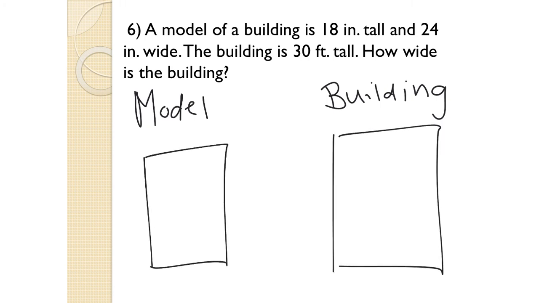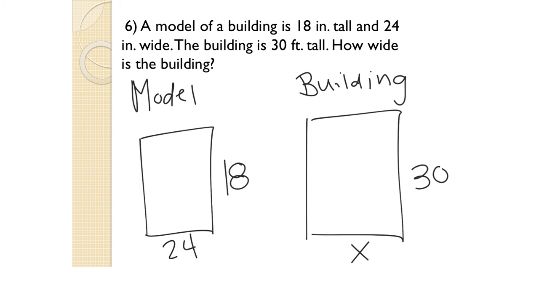So the model is 18 inches tall. Will 18 go on the bottom or the side? If you think about it, tall is vertical, up and down. So 18 is going to have to go on the side, and the width would be at the bottom. The building would be 30 feet tall and how wide is the building. Okay, so what I want you to do for this one is set up your own model. Will you do side over bottom, bottom over top, top over side, what? I need to see what model you're going to use on your paper and then set it up, solve it, solve for x. Okay?